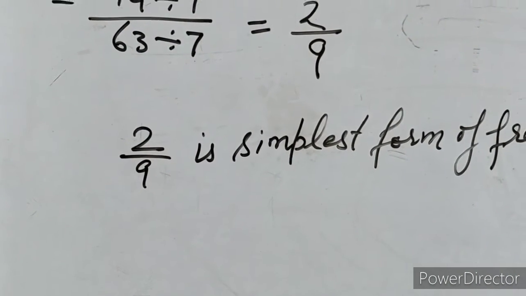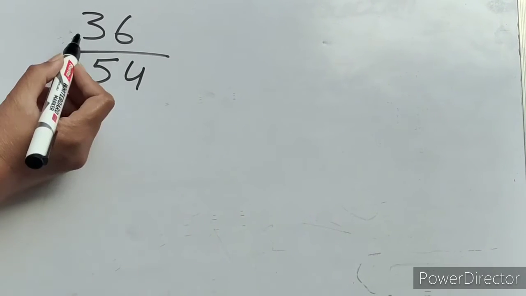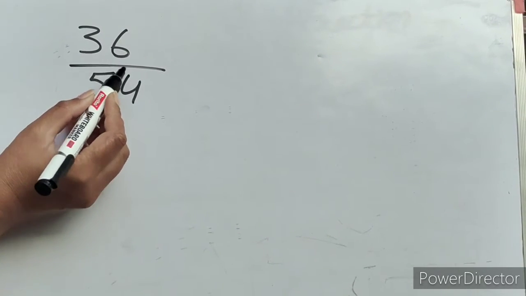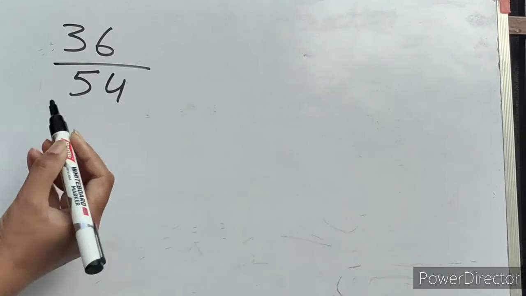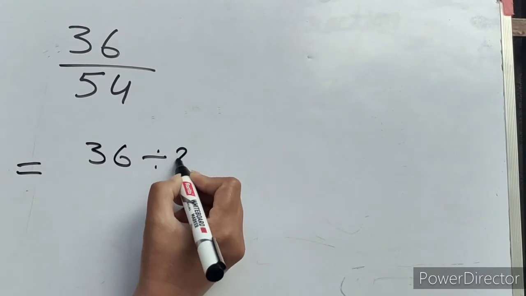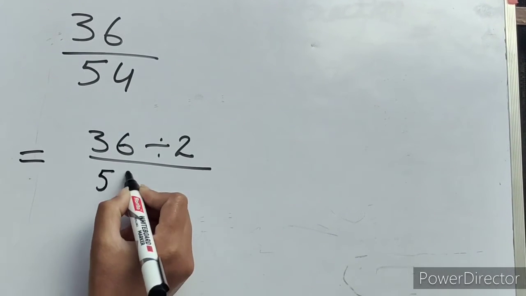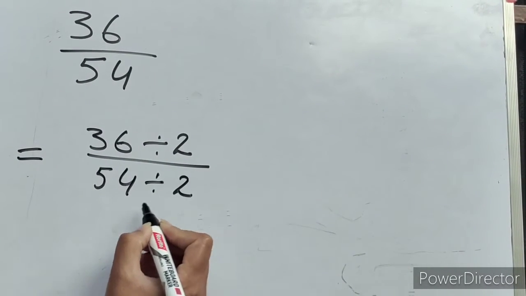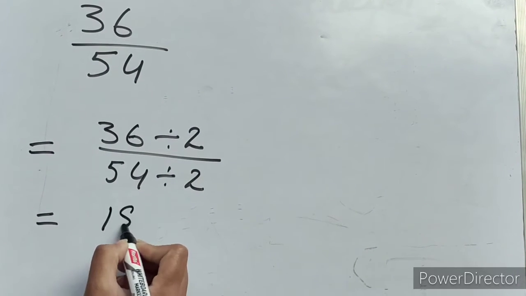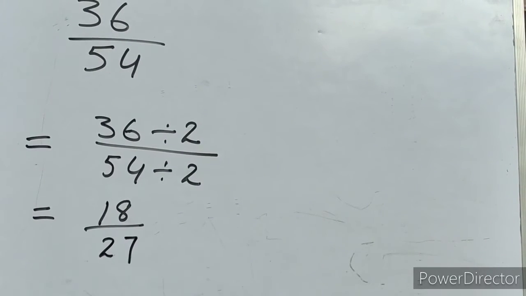Let's take one more example. 36 over 54. Both numbers are divisible by 2. Both numerator and denominator are divided by 2. 36 divided by 2, we get 18. 54 divided by 2, we get 27.